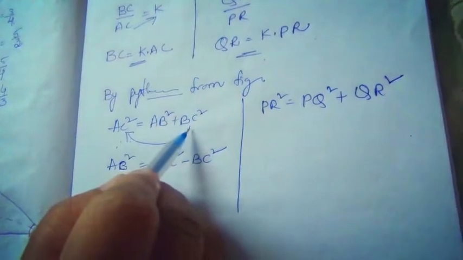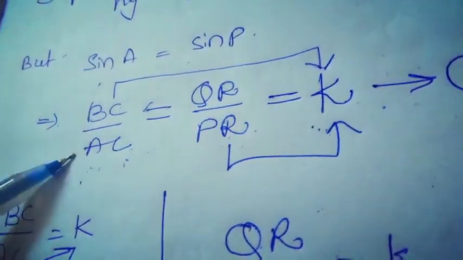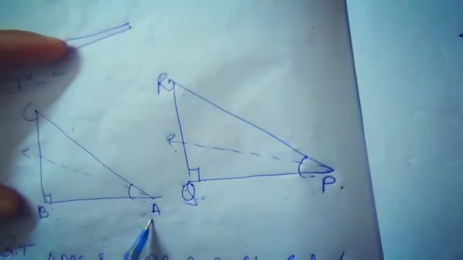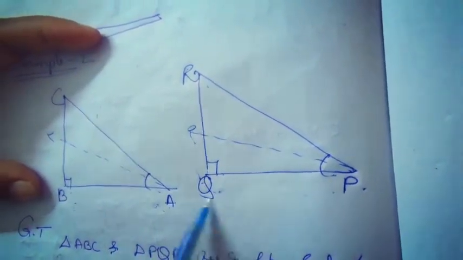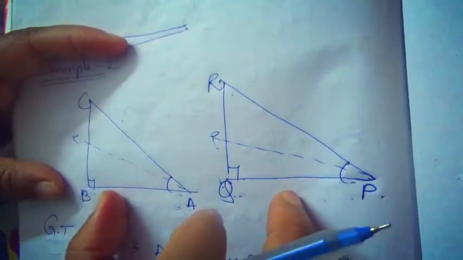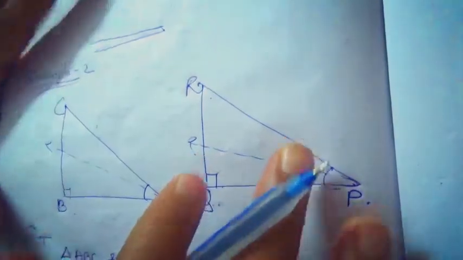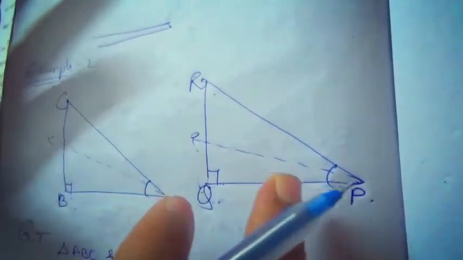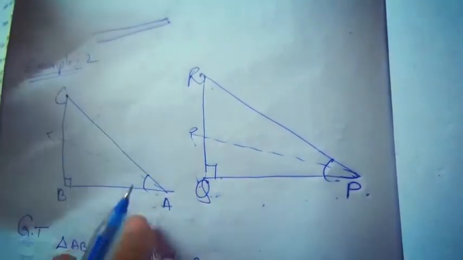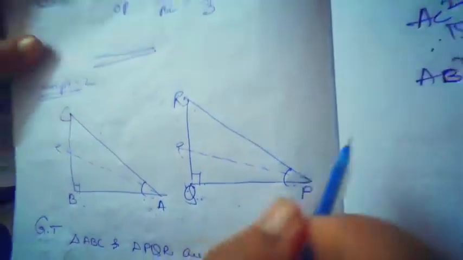By using this Pythagoras theorem, what do we have to remember here? We took BC by AC and QR by PR. In this triangle, we didn't use AB, the third side of this triangle. Just like that, we didn't use QP in the other triangle. If all the corresponding sides are equal, then these two triangles are similar, and angle A and angle P, which are acute angles, are the same. That's what I am proving here.